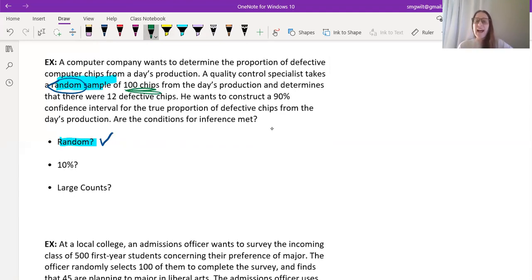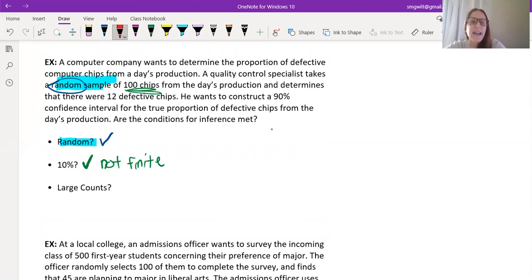So I don't have a finite population, right? They're producing a lot, and they're not telling me a number, which means it's going to meet that condition, okay? So it's not finite. I know it's going to meet that condition. And then he wants to construct a 90% confidence interval for the true proportion of the defective chips from the day's production. Are the conditions met?